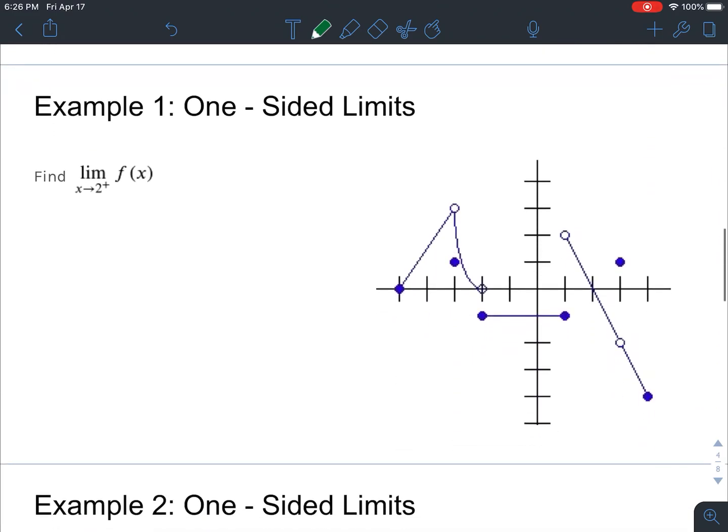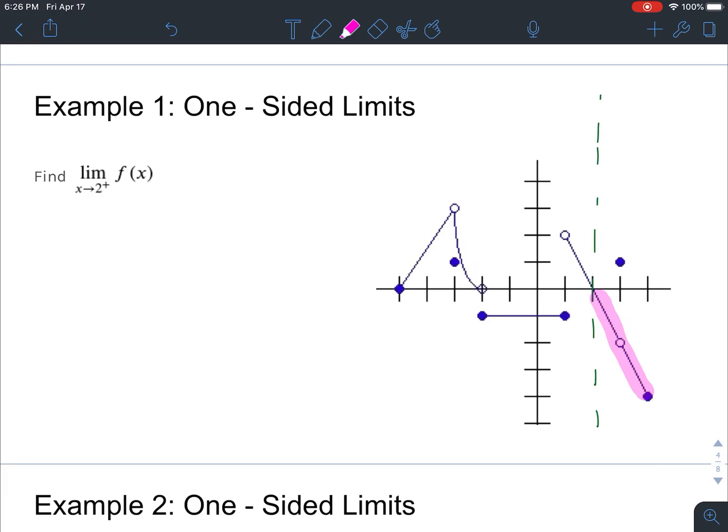So for our first example, the limit of f of x as x goes to 2 from the positive side or the right-hand side. So we're going to find x equals 2. And I'm just going to draw a dotted line up and down at x equals 2 just so I know where it is. So I'm going to be tracing this graph, and by the graph I mean the lines that are drawn, not the x and y coordinates. I'm going to be tracing this graph from the right-hand side until I get as close as possible to 2.